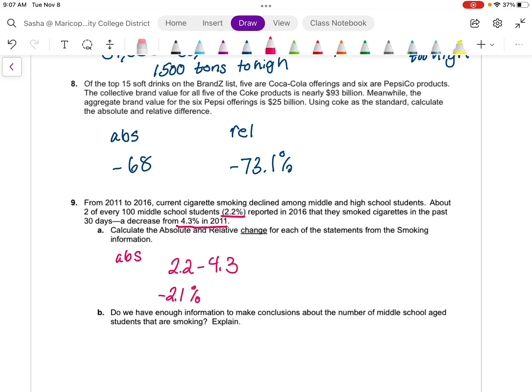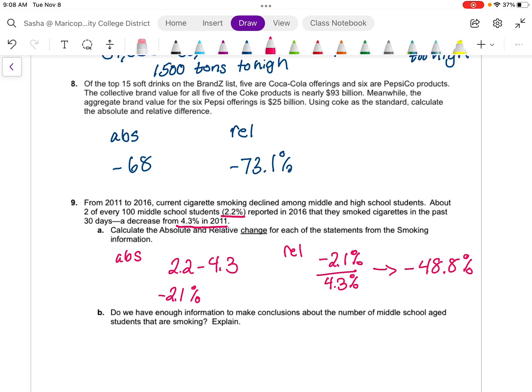Now, if I want to turn that into a relative, I'm finding a percent of a percent, the percent change of the percent of the population. So in this case, I'd take that absolute difference, that negative 2.1%, and I would divide by 4.3%, and I would end up with a change of negative 48.8%. So basically 48.8% fewer middle schoolers, it's sort of that percent went down that percent, if that makes sense.